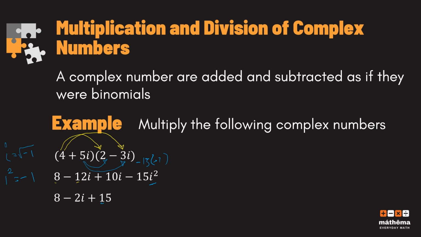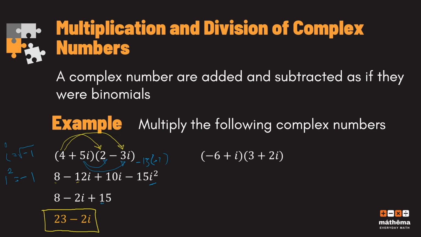Then to simplify further, we can actually combine 8 and 15. That will give us 23. Let me just create a small box here. Alright, so our final answer will be 23 minus 2i.